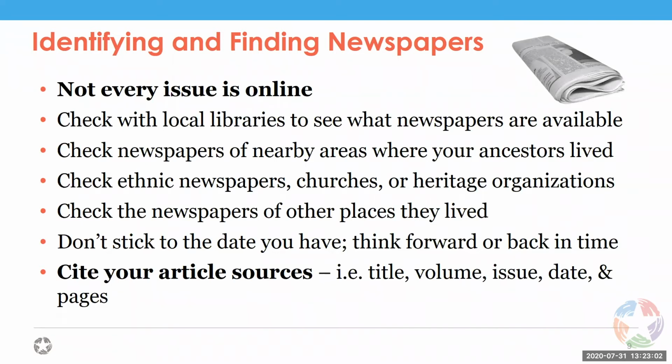So in trying to identify what newspapers were in a community and what the publication names may have been, you can check with any local libraries to see what newspapers were available in their communities. Local libraries are a good source, either public or if there's a university or college, check with them. You can check the newspapers of the nearby areas, like I had already mentioned, adjacent communities where your ancestors had lived.